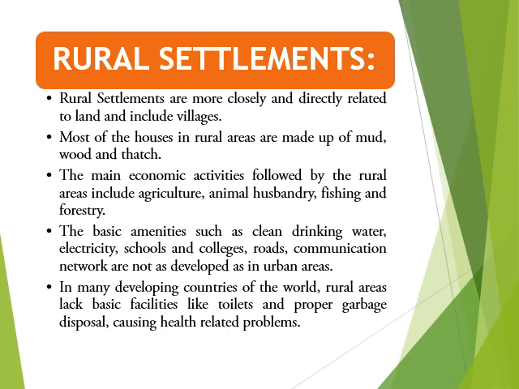So sometimes people live in that also, and sometimes if they are living in a brick-made house, their animals will live in that type of house. The main economic activities followed by the rural area people include agriculture, animal husbandry, fishing, and forestry. The basic amenities such as clean drinking water, electricity, schools and colleges, roads, communication networks are not as developed in rural areas.